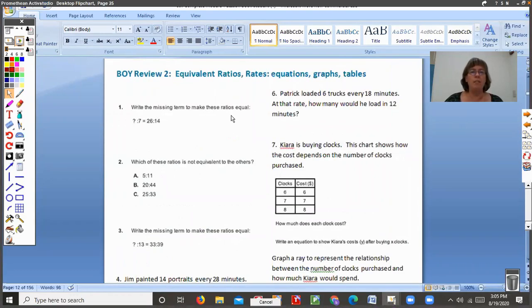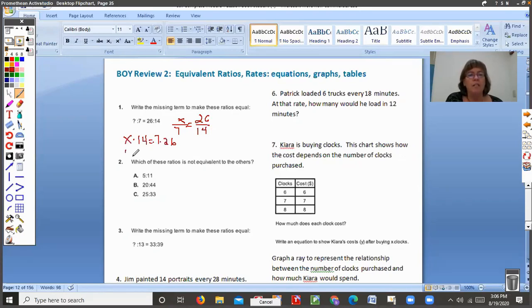Write the missing term to make these ratios equal. So just a reminder about ratios. We could rewrite these as fractions, right? So it's going to be the x on top over 7 is equal to 26 over 14. We can use the cross products property, and the cross products property tells us that x times 14 is equal to 7 times 26.